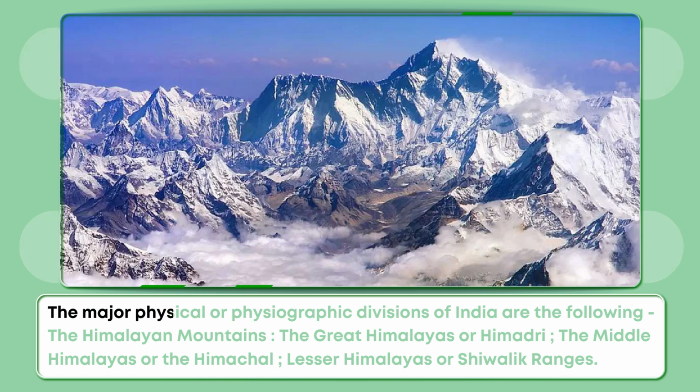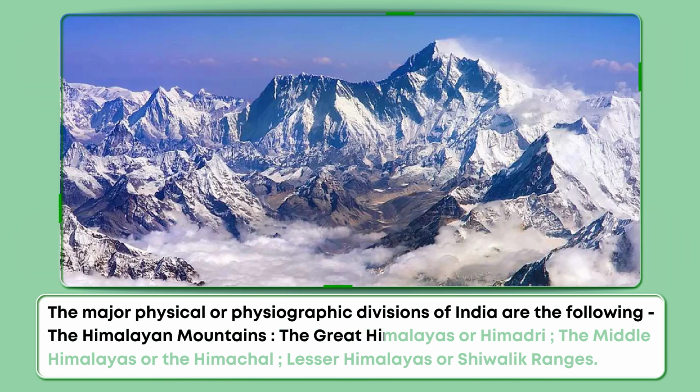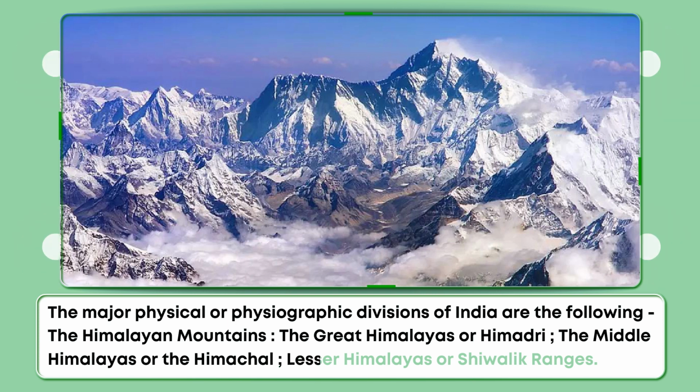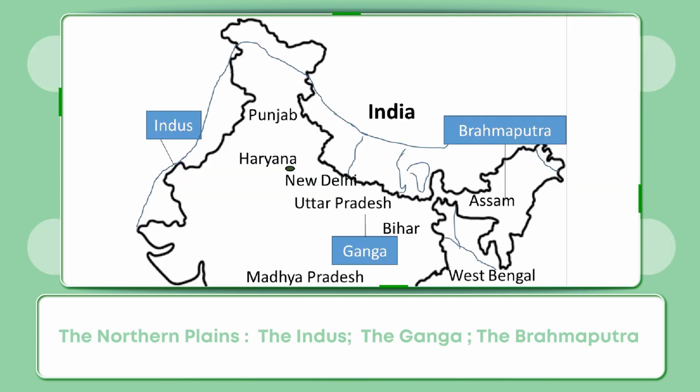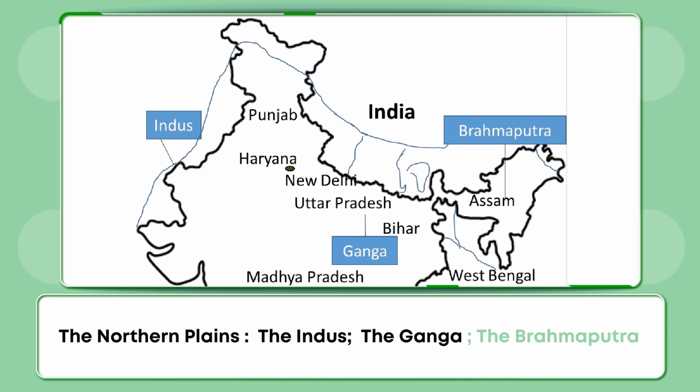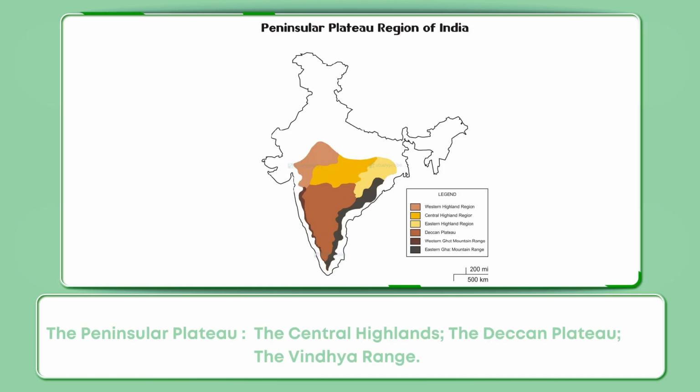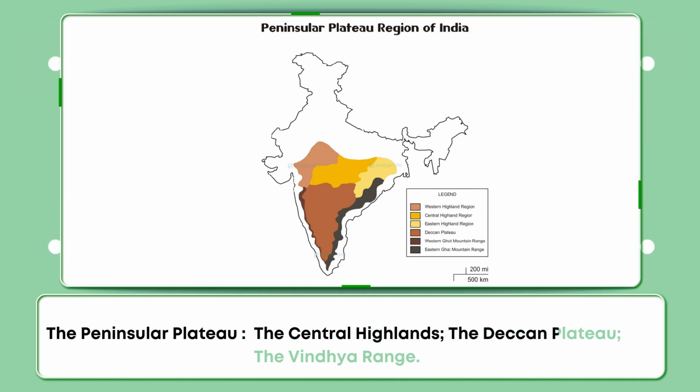The major physical or physiographic divisions of India are the following: the Himalayan mountains, the Great Himalayas or Himadri, the Middle Himalayas or the Himachal, Lesser Himalayas or Shivalik ranges. The northern plains: the Indus, the Ganga, the Brahmaputra. The Peninsular Plateau: the Central Highlands, the Deccan Plateau, the Vindhya Range.